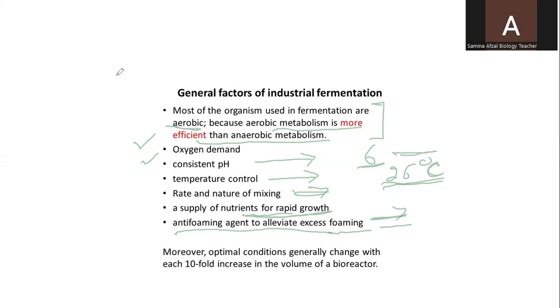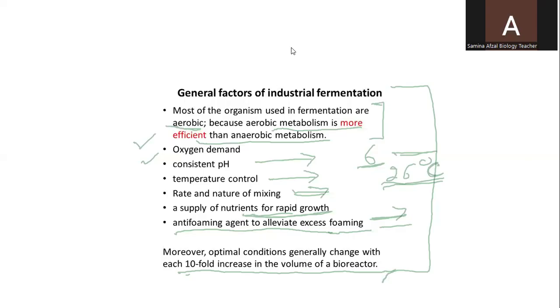Moreover, optimal conditions generally change with each tenfold increase in the volume of a bioreactor. Simply, we can say that different environmental pH and temperature are required for the manufacture of different products inside the fermenter.